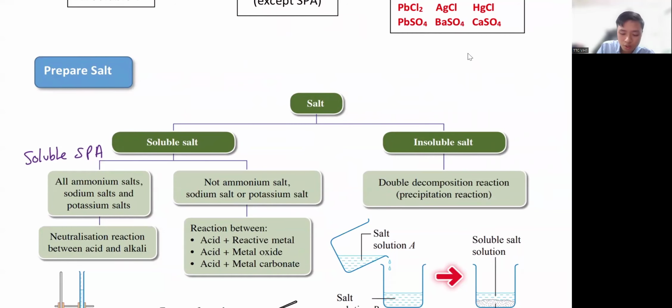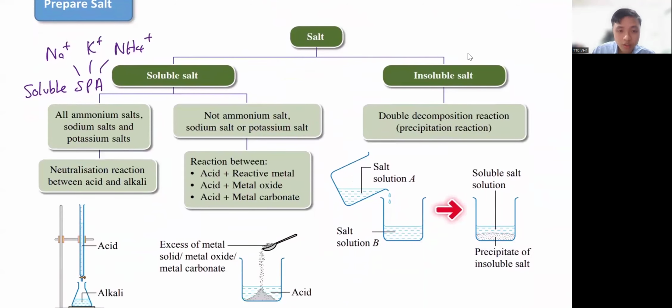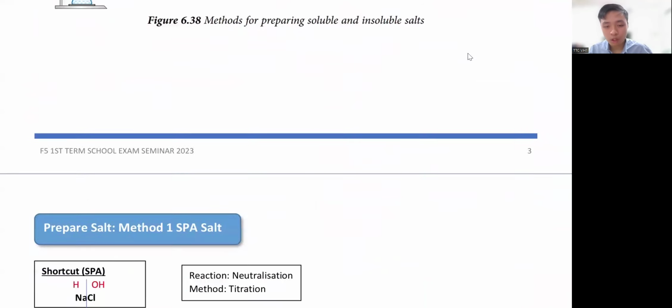Soluble SPA salt. SPA stands for what? SPA stands for Na plus, K plus, and NO3 negative, and NH4 plus. After that, now this soluble salt, how to prepare? Now we look at more detail. Look at the first one.